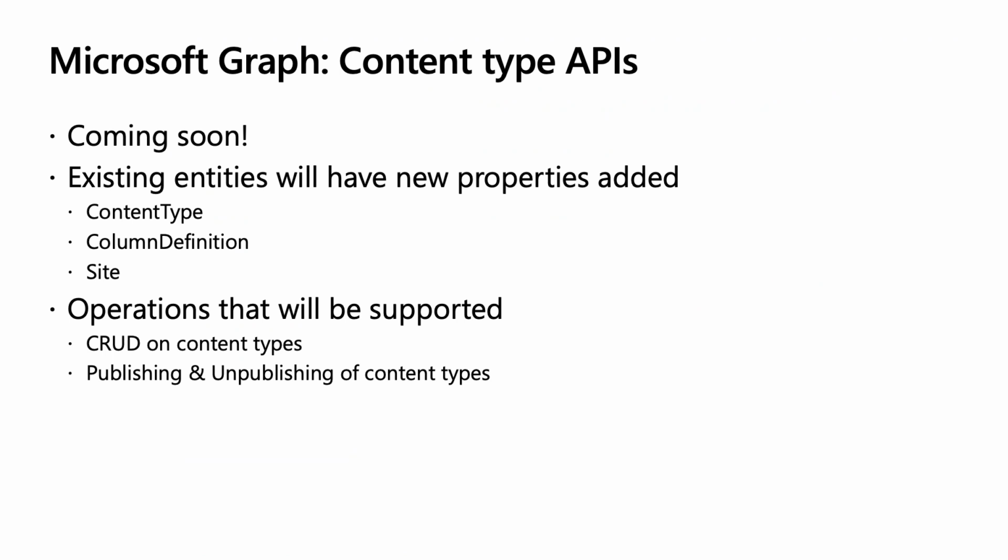Shortly, content type APIs will also be available at the beta endpoint in Microsoft Graph. In this API model, we will be updating existing entities. Specifically, the content type, column definition, and site entities will have new properties added to them. The operations that will be supported are CRUD on content types, as well as supporting the publishing and unpublishing of content types.